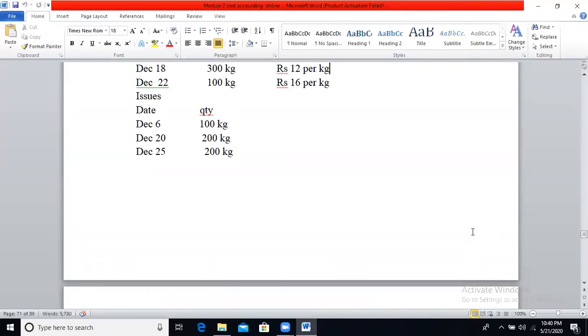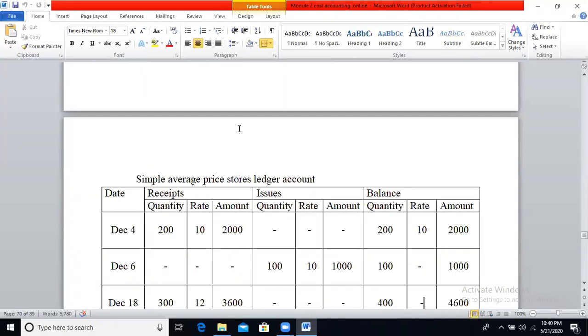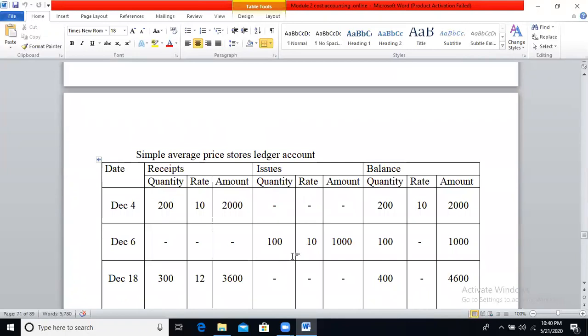The next transaction is December 6th, we are issuing 100 kg. So December 6th, we are issuing 100 kg. Here we are having only one balance, so the same rate will be considered. 100 into 10, 1000. Now, I told in case of simple average price method, no need to write the rate from the second transaction. Just write the rate for the first transaction. For other transactions, no need of writing the rates.